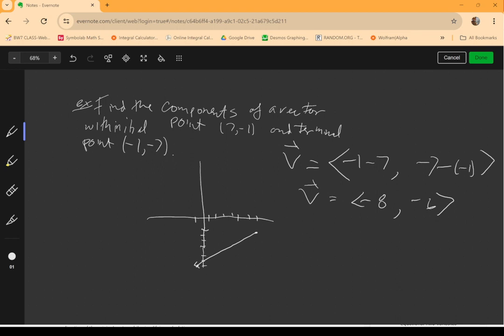Okay, so in standard position, it's 1, 2, 3, 4, 5, 6, 7, 8, and then 6, 1, 2, 3, 4, 5, 6, so something like this. All right, so that is our vector v.